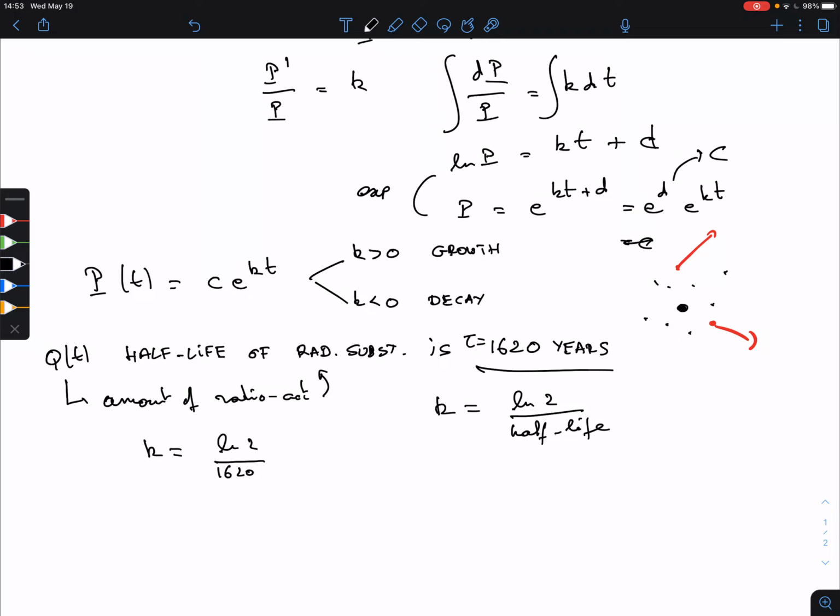Which was the example that I did? Okay, and this. Yeah, they didn't calculate it.